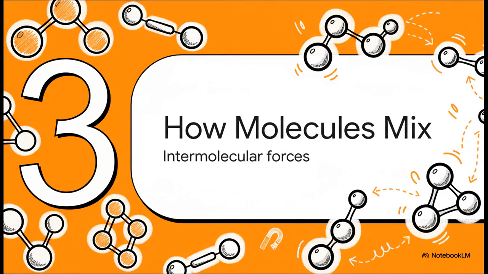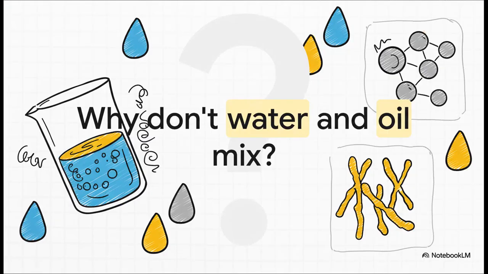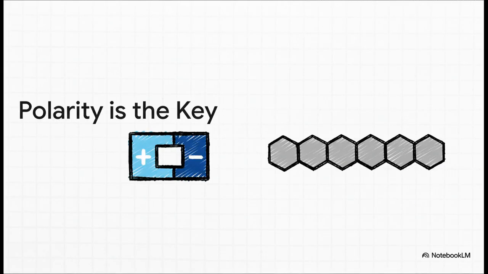So we've covered the super strong bonds that glue atoms together to make molecules. But what happens next? Let's zoom out a bit and look at the weaker forces that decide how all those different molecules interact with each other. And this is where we can finally answer a question you've probably wondered your whole life. Why on earth don't oil and water mix? The answer has everything to do with those forces we were just talking about, and it all comes down to polarity. It's all about polarity.